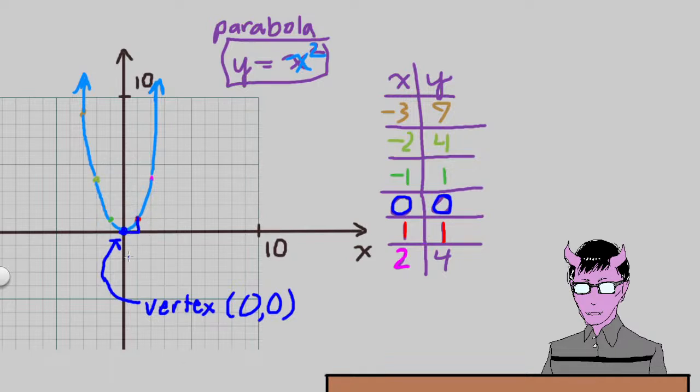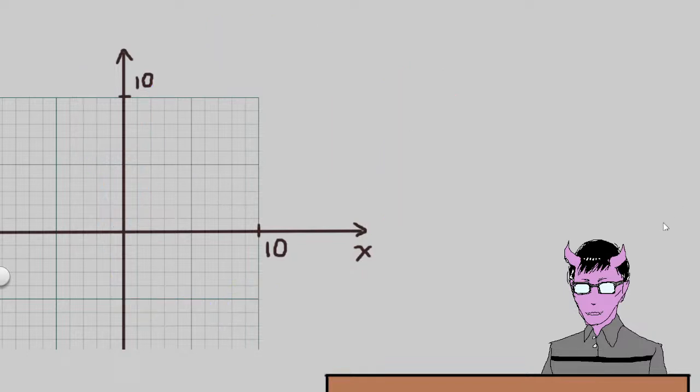So again, 1-to-1 movement. 2 spaces to the right leads to 4 spaces up. 2 spaces to the left leads to 4 spaces up. 3 spaces to the left leads to 9 spaces up, because 3 squared is 9. Okay, so I just wish to point that out. Alright, delete that.